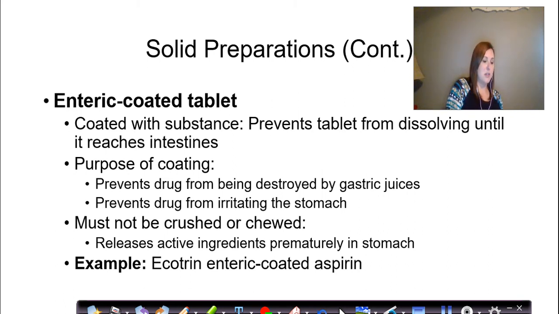So enteric-coated aspirin is an example, or naproxen. Both can be given for pain. Often aspirin is a daily medication where you give a baby aspirin, 81 milligrams, and it's given daily for a lot of heart patients.